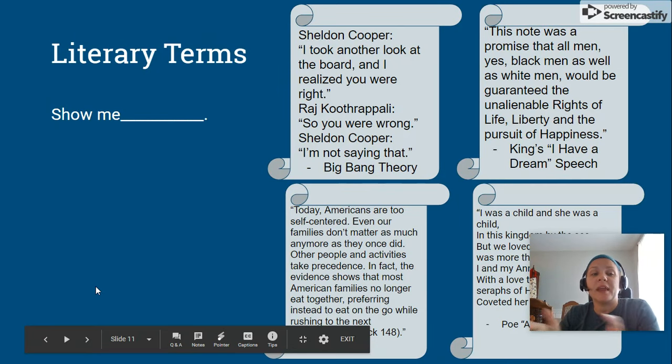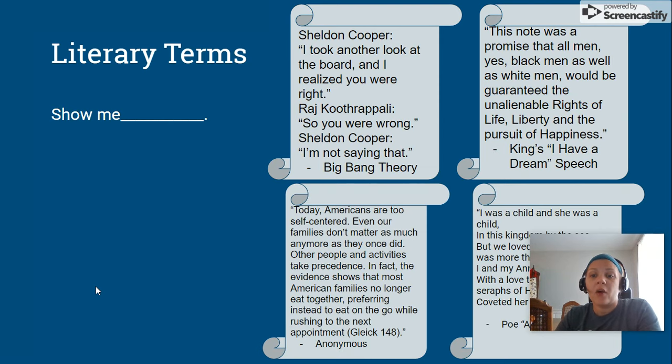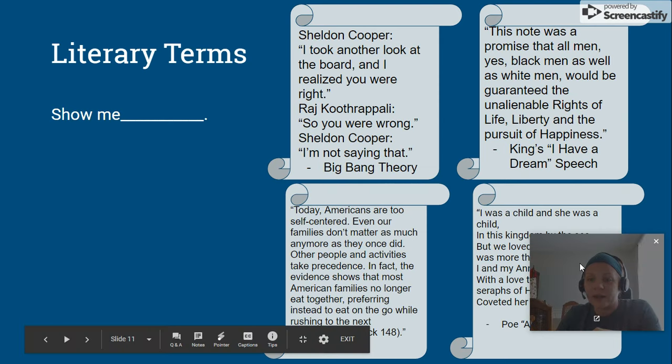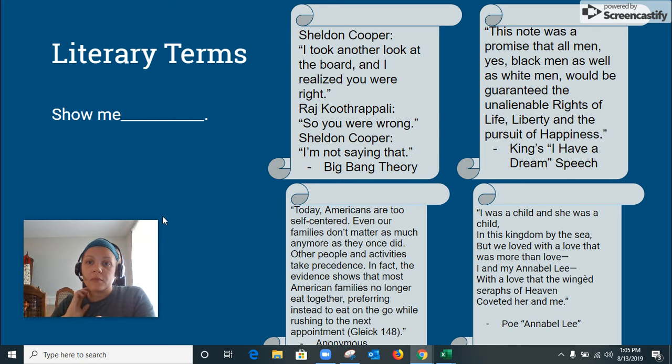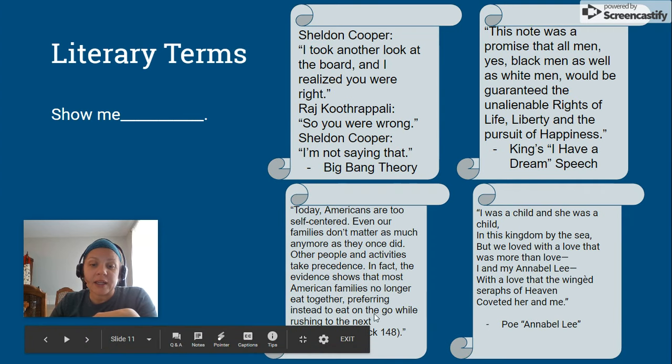And then we played a little show-me game where we're looking at these different selections. I know my little camera is in the way right here. What I wanted you to do when you looked at these different passages was show me which one is inference, or which one is theme, or what are the other two? Climax and evidence. So the big giveaway for evidence right here is this piece.